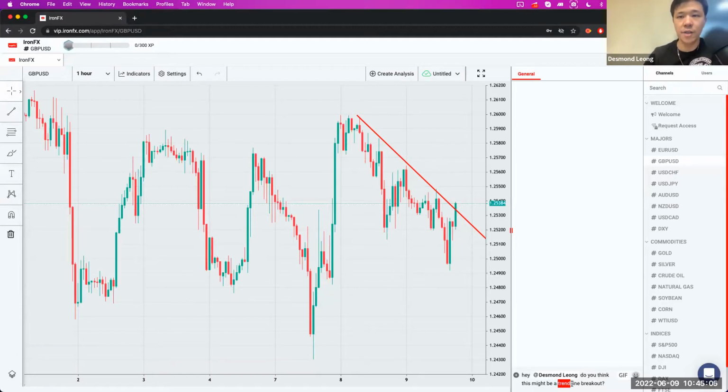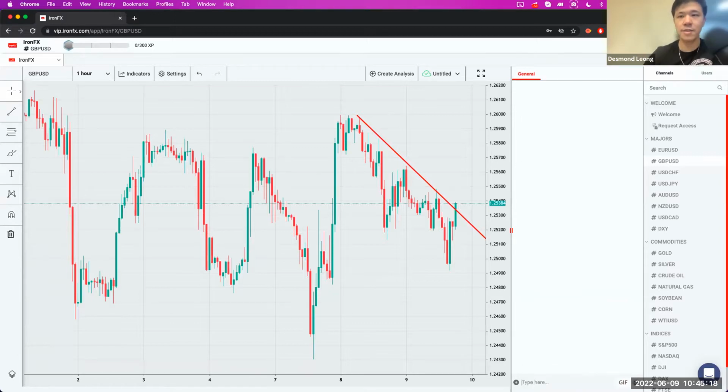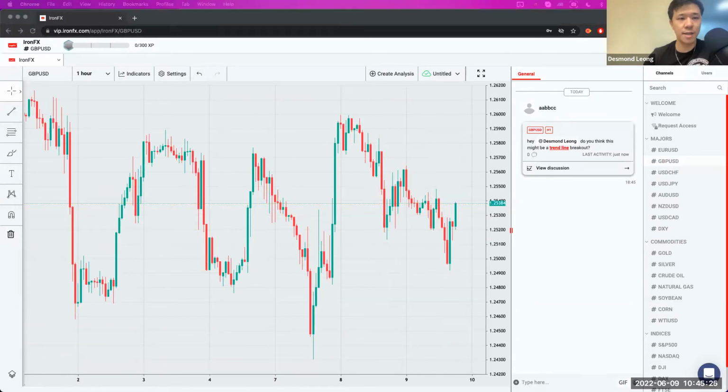You can highlight the text over here. You can click this button called link object to text. And then you can click whatever you just drew on the chart. You just click on this little trend line over here. You notice it lights up. You send this message through, confirm, and you send it through. So I can see that you have asked this question over here.